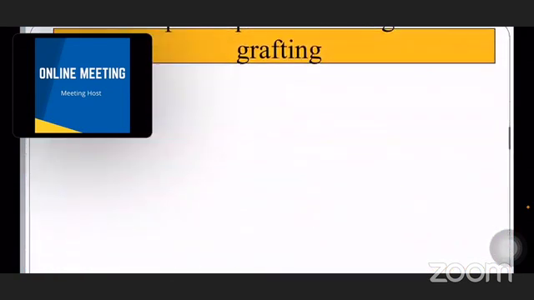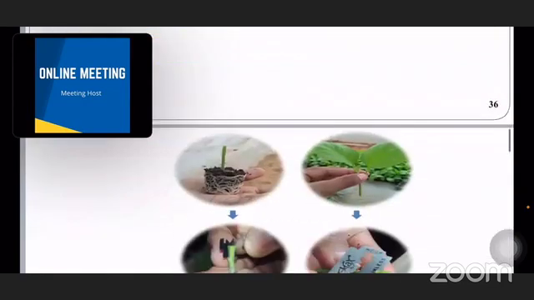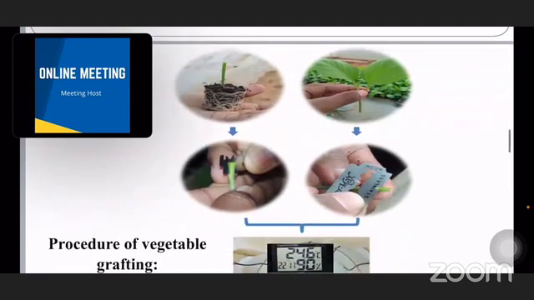So the basic requirements are rootstock, scion, a congenial environmental condition and other grafting tools. Those are required for the grafting purpose. Here we can see the procedure of vegetable grafting. In the first picture, we can see the rootstock. We have to raise the rootstock in the nursery itself, in pro trays. Whatever wild relatives are there, those can be used as a rootstock. Those we have to raise in the pro trays.